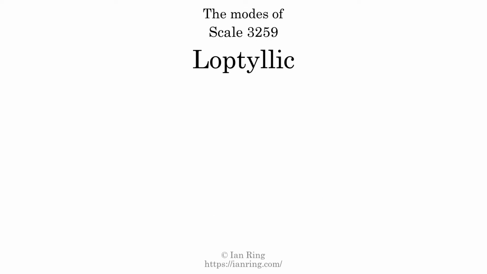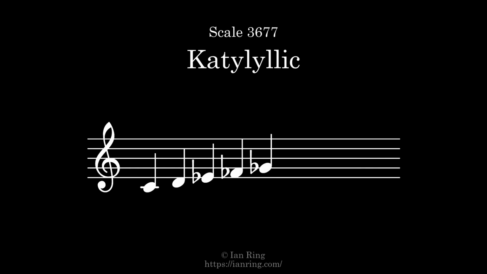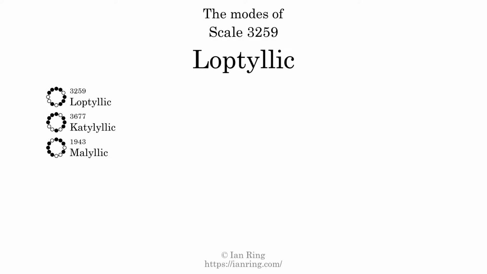This scale has 8 modes. The first mode is itself. The second mode is scale 3677, also known as octatonic. It sounds like this. The third mode is scale 1943, also known as melodic. It sounds like this.